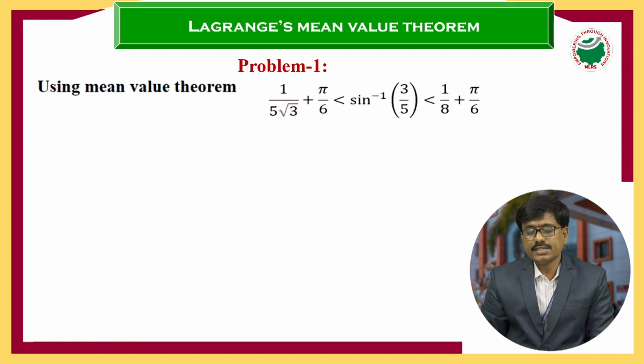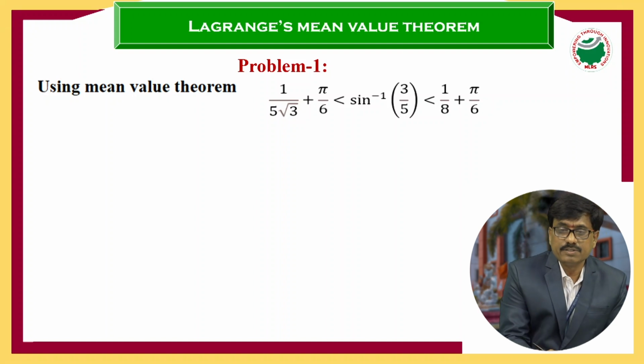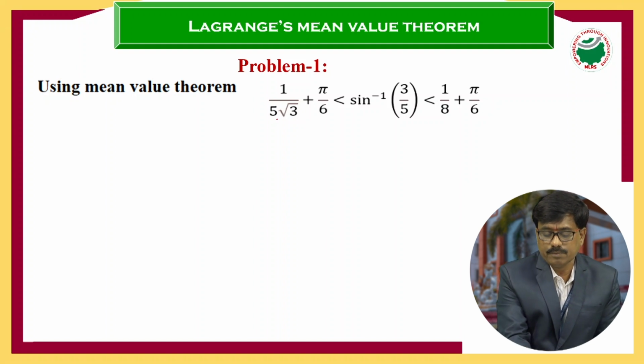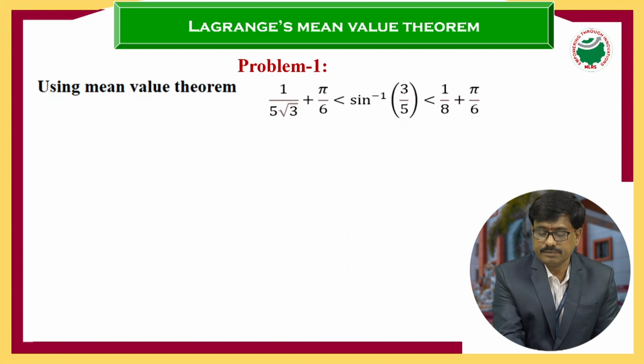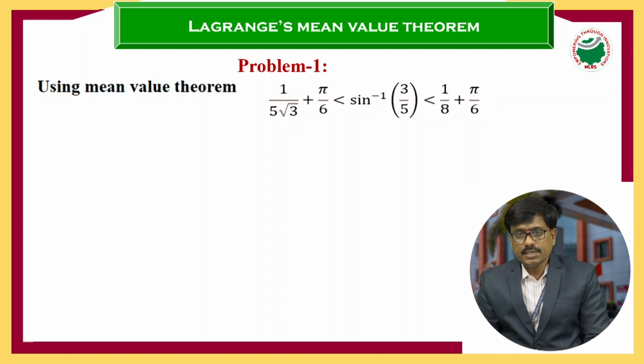Further, I am going to extend. In our previous class I discussed three problems. Now I am extending one more problem using Lagrange's mean value theorem. Using the mean value theorem, prove the inequality 1 by 5 root 3 plus pi by 6 less than sine inverse of 3 by 5 less than 1 by 8 plus pi by 6. We need to prove this inequality.